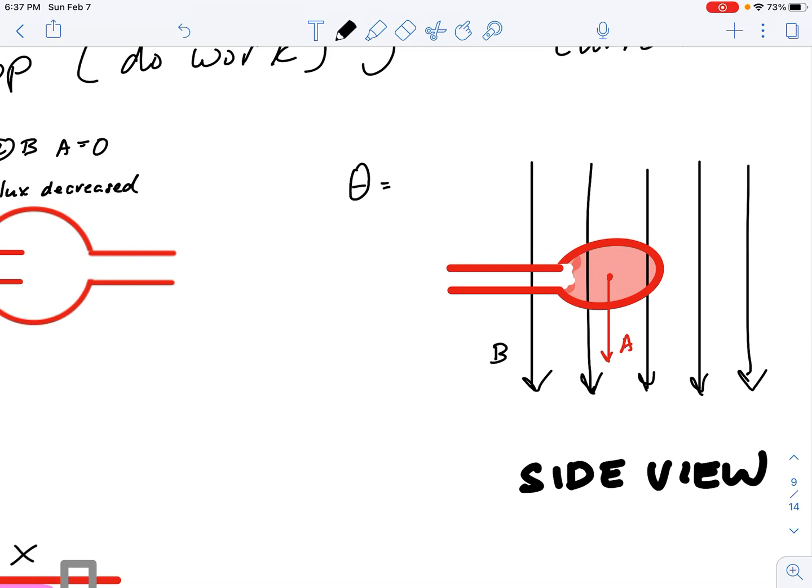So in this case, the angle between B and A is 0 degrees. And in our formula for flux, you're going to see the cosine of the angle. The cosine of 0 is 1. So this scenario is going to maximize flux.